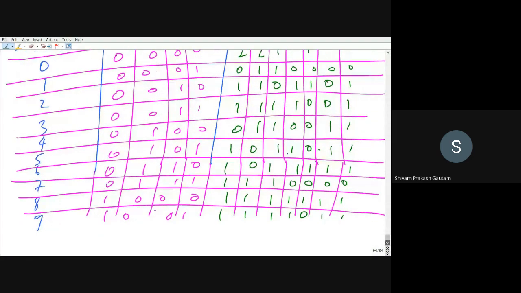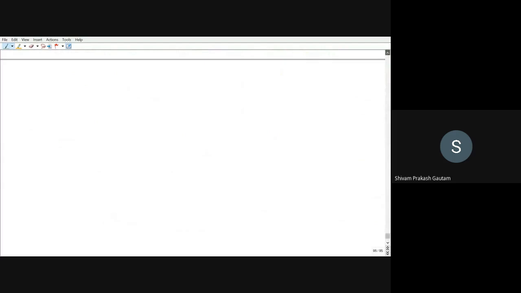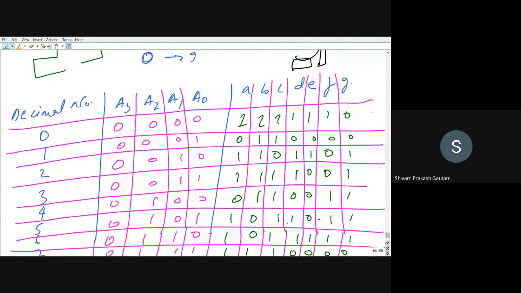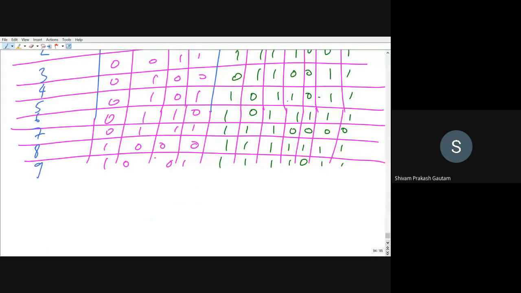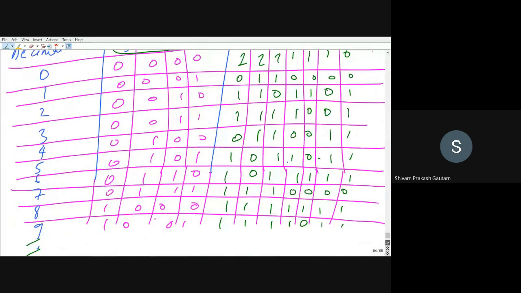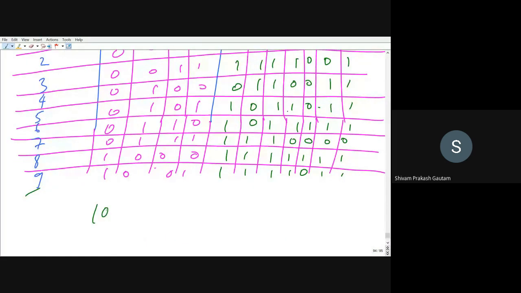Right. Now you want to make the logic for all of these, that is small a, b, c, d, e, f, g. You have to make logic, right? Possible combinations of inputs are 4. You can see here 4 inputs are there, so possible combinations can go up to 16, that is up to 15. But right now you have only used till 9. So 10, 11, 12, 13, 14, 15 are your don't cares.